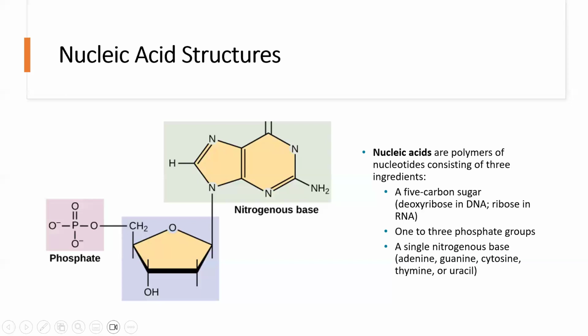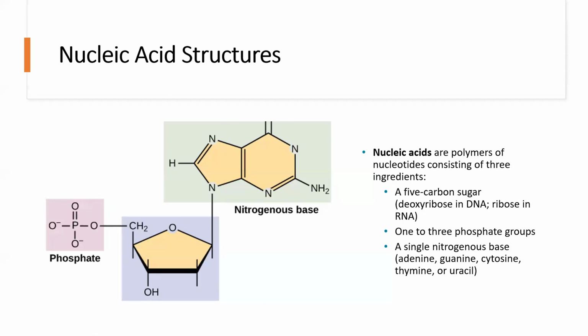Now, the nucleic acid monomers, the individual components, are these guys here, right? So we've got these nucleotides, which have our nitrogenous base with a pentose sugar, which is a 5-carbon sugar, 1, 2, 3, 4, 5, and a phosphate group. Now it can have up to 3 phosphate groups, so it can have 1, 2, or 3.